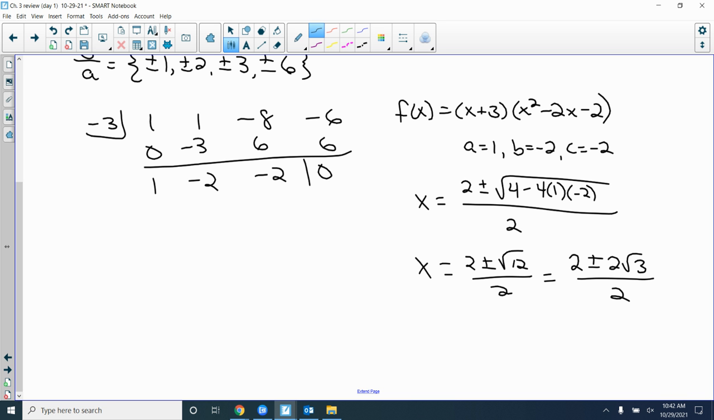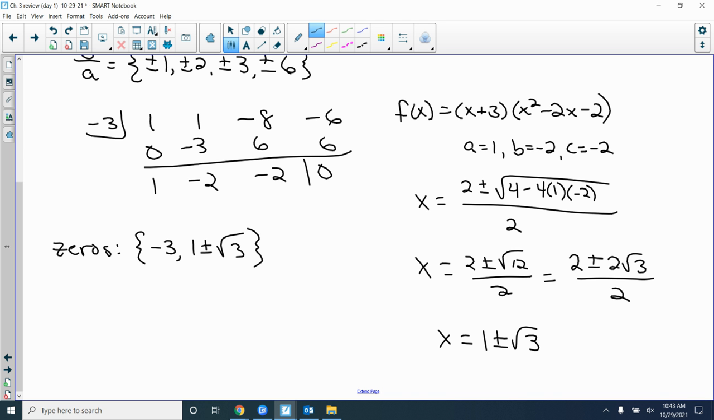I do still see some mistakes here. 2 plus or minus 2 square root of 3 over 2. The 2's all cancel, so it is left with 1 plus or minus radical 3. So the zeros are -3, 1 plus or minus square root of 3.